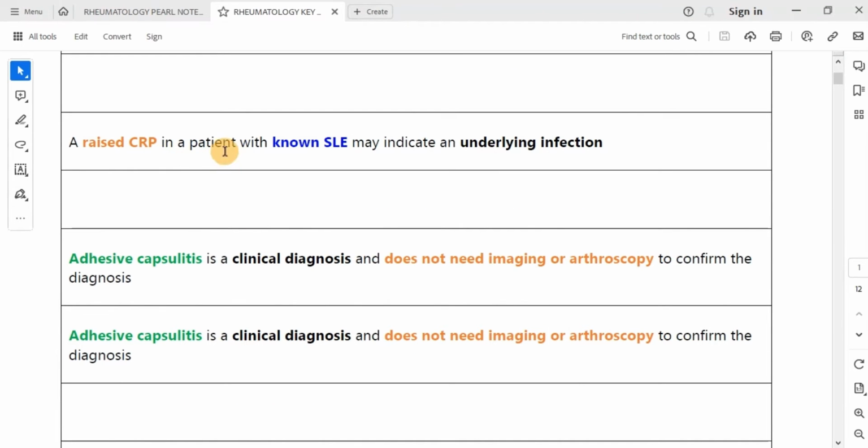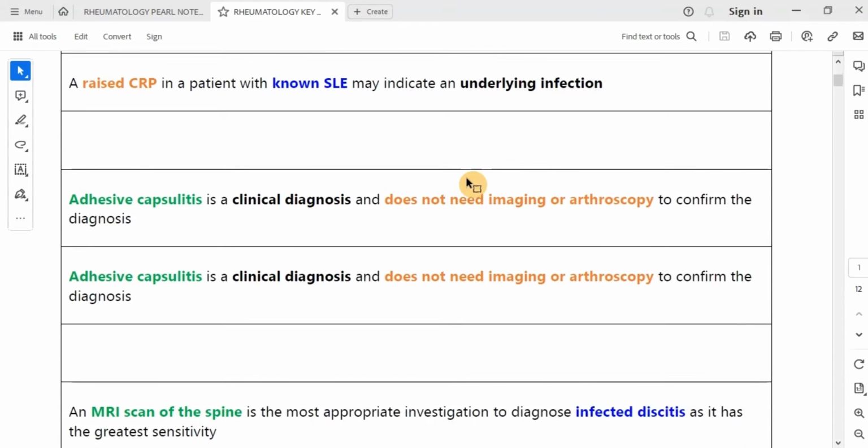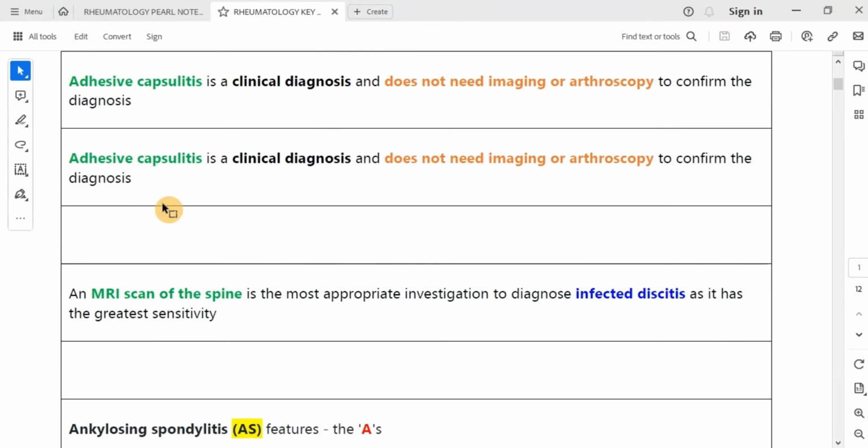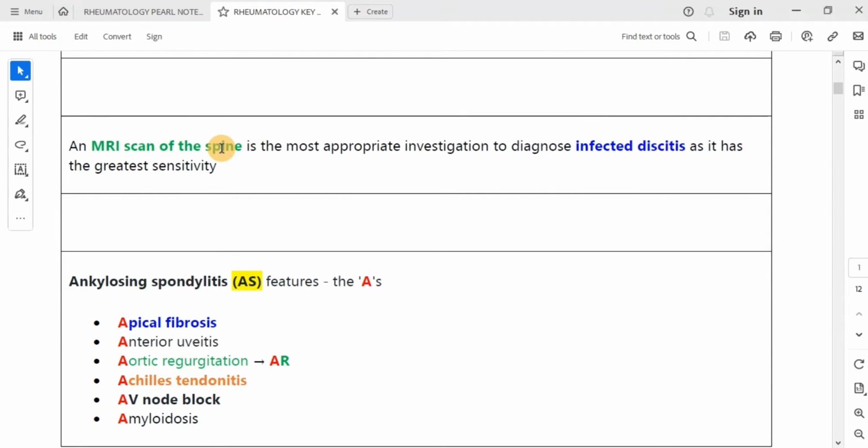A raised CRP in a patient with known SLE may indicate an underlying infection. Adhesive capsulitis is a clinical diagnosis and doesn't require imaging or arthroscopy to confirm the diagnosis. An MRI of the spine is the most appropriate investigation to diagnose infective discitis, as it has the greatest sensitivity.